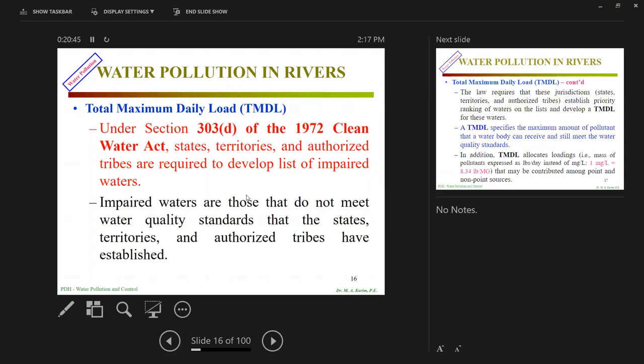Okay. So the impaired waters are those that do not meet the water quality standards that the states, territories, and authorized tribes have established. So it comes mainly from the federal government, but it doesn't mean they have to follow the federal government exactly. They can even make the rule more stringent. So if the federal government says suspended solids is 500 milligrams per liter, then the local authority can say, no, it is 250 milligrams. So the local rule can be more stringent, but not more relaxed than that of the federal government. That means they have to minimally follow the federal rules, or they can make it more strict. So that's the way it works.